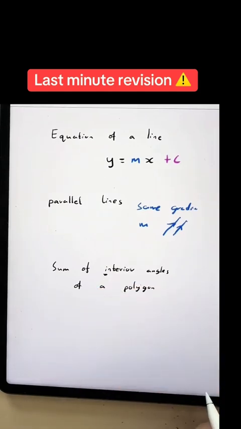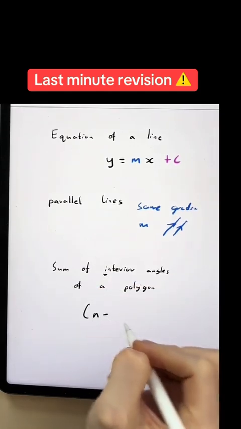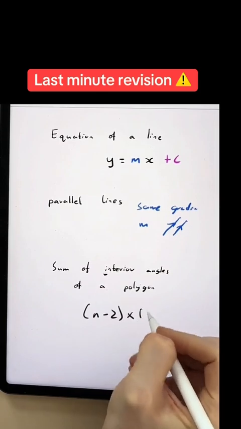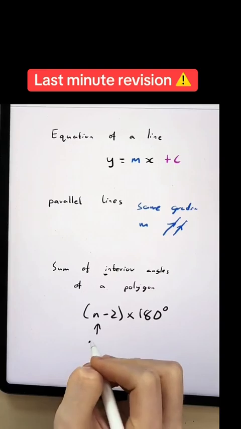The sum of the interior angles, I is inside. So sum of interior angles changes based on number of sides. You need to know this formula off by heart. It's n minus 2 multiplied by 180 degrees, where n represents the number of sides.